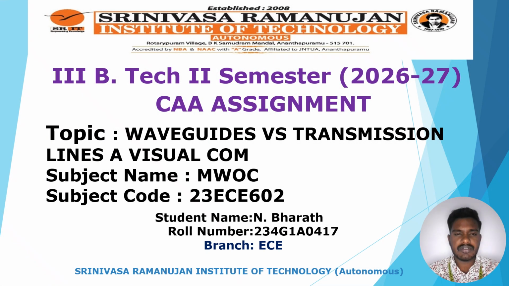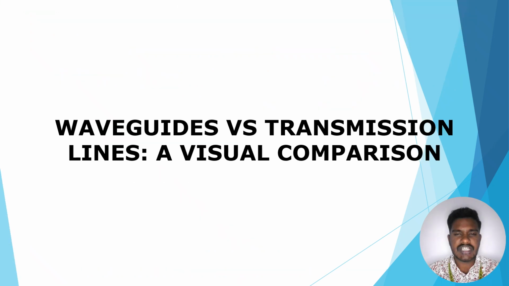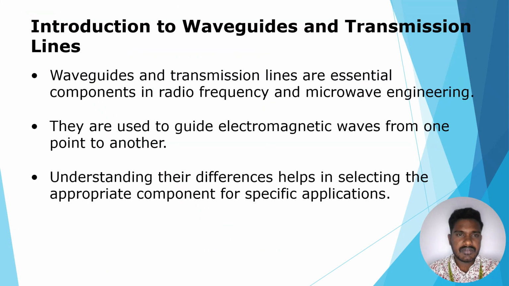Today, my seminar topic is about waveguides versus transmission lines in a visual comparison. Introduction to waveguides and transmission lines. Waveguides and transmission lines are essential components in radio frequency and microwave engineering. They are used to guide electromagnetic waves from one point to another. Understanding their differences helps in selecting the appropriate components for specific applications.